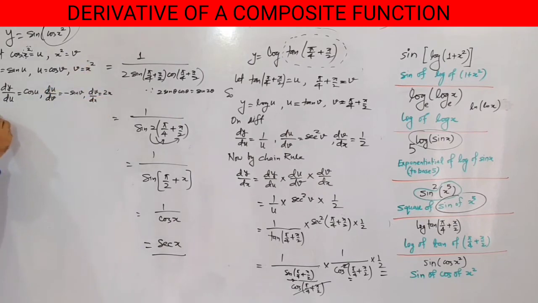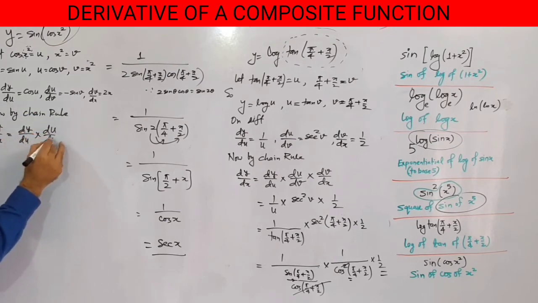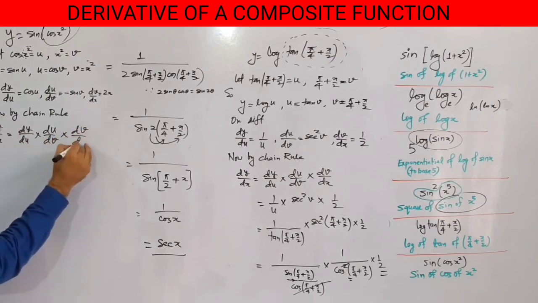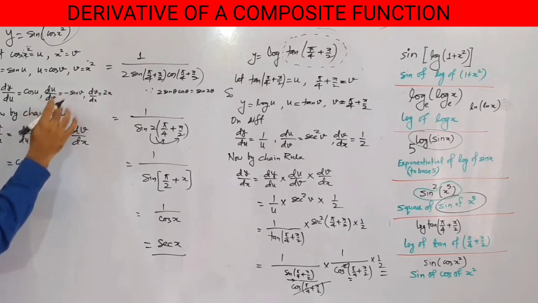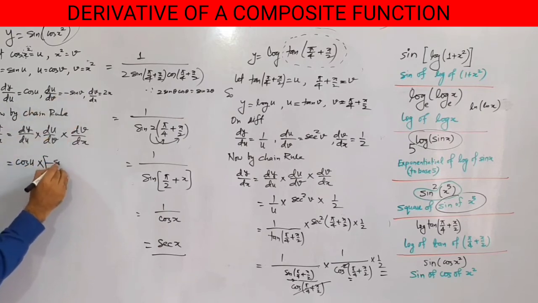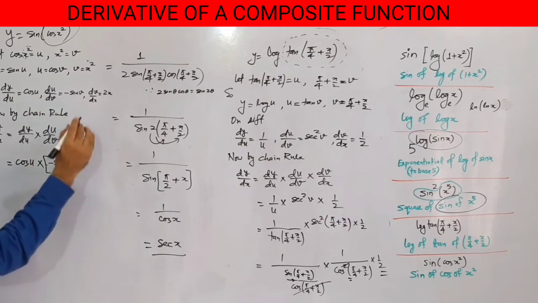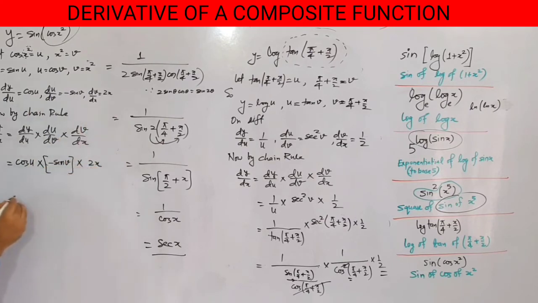So now by chain rule, the derivative of y with respect to x is the derivative of y with respect to u multiplied by the derivative of u with respect to v multiplied by the derivative of v with respect to x. Now the derivative of y with respect to u here is cos of u, the derivative of u with respect to v is minus sin v, and the derivative of v with respect to x is 2x.